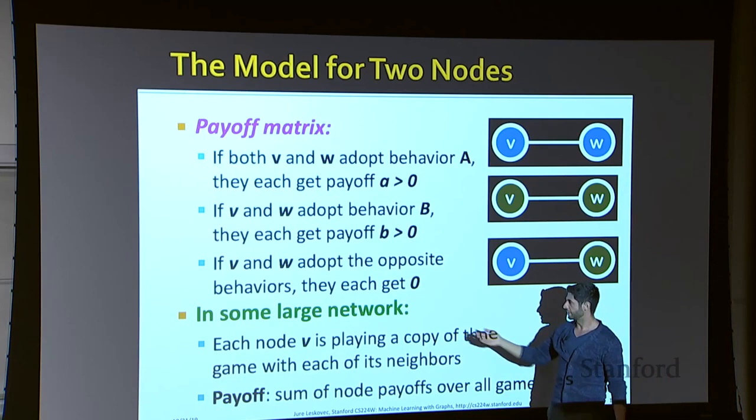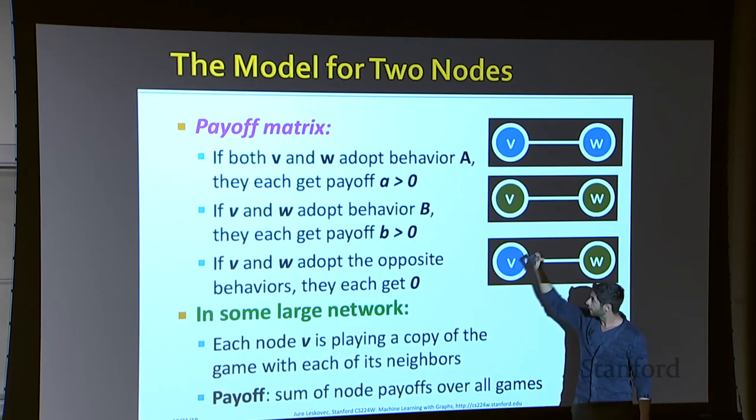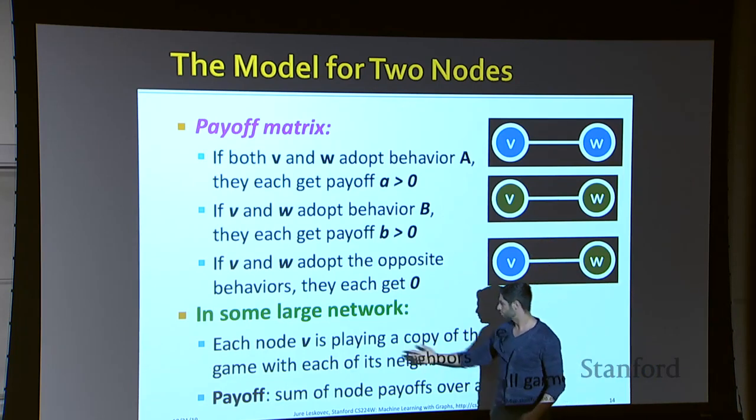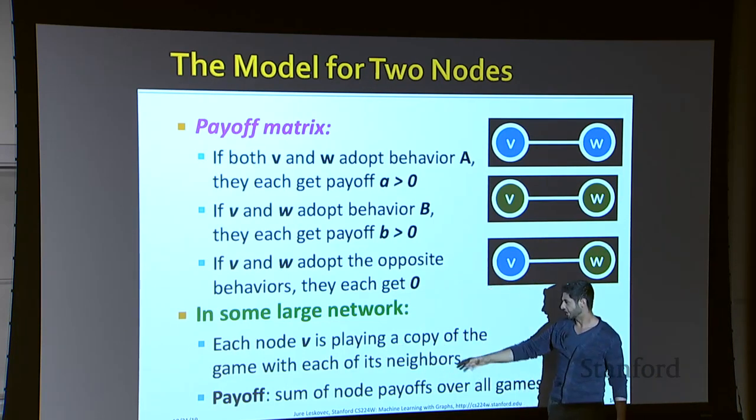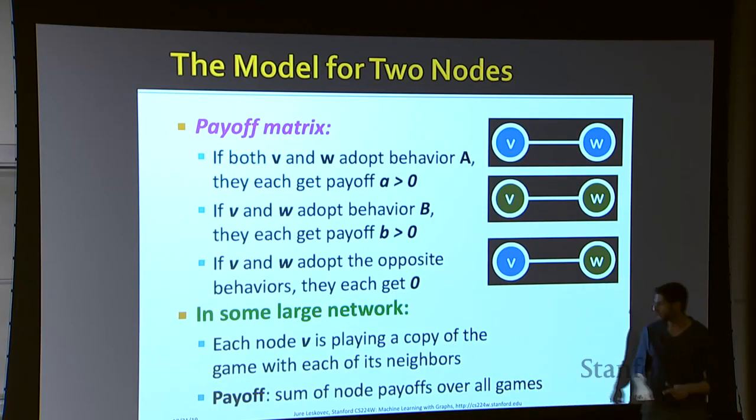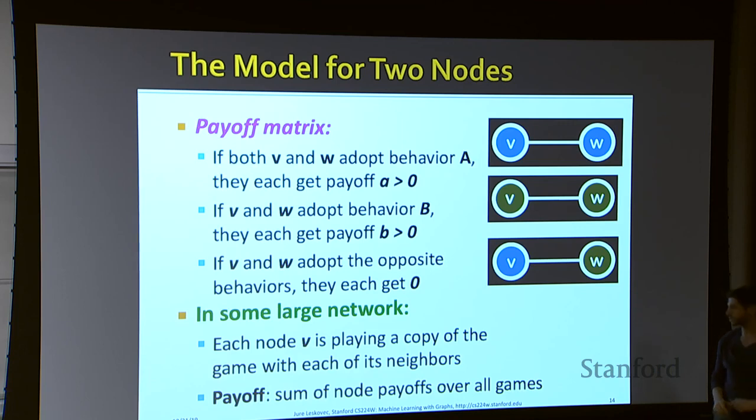And as I was mentioning before, when you map this simplistic model into a large network, each node V is playing a copy of the game with each of its neighbors. At the end of the day, the payoff is just the sum of the node's payoffs over all the games that node V has played. As simple as that.